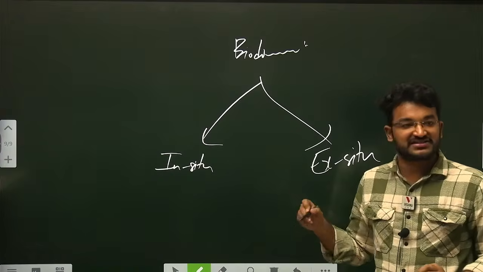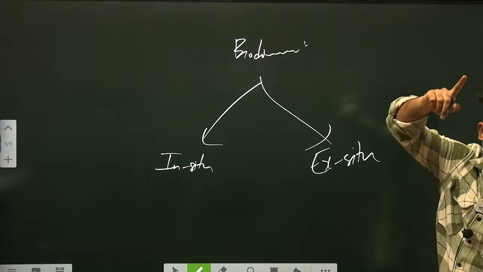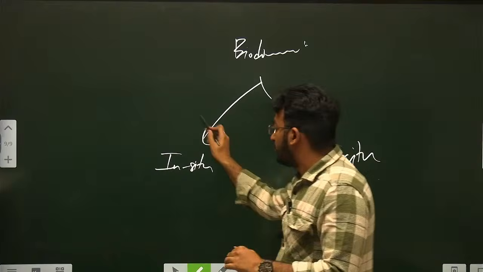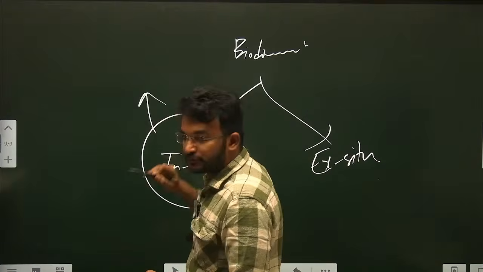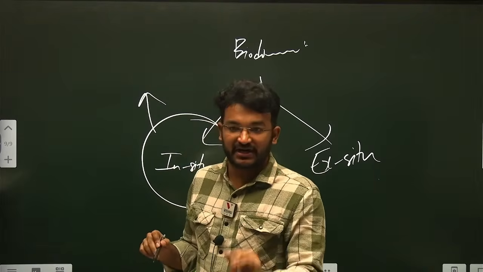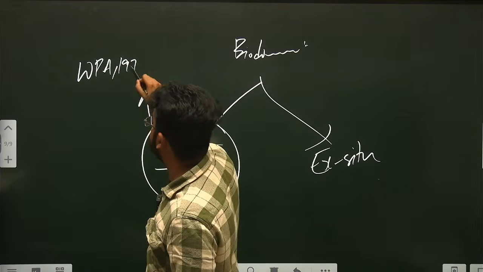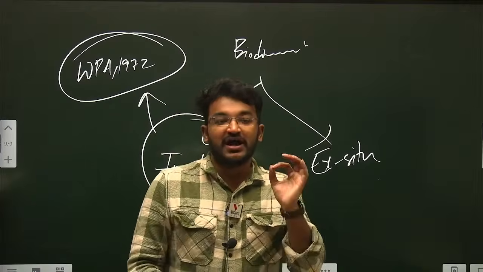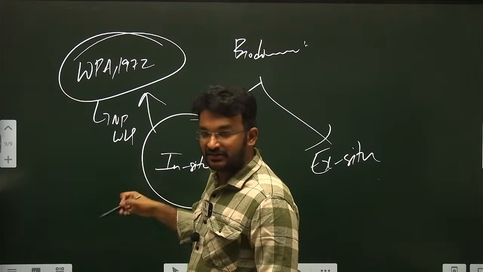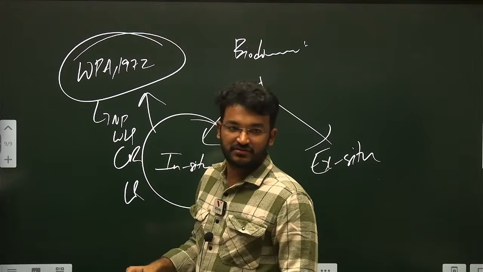Example of in situ protection is national park, wildlife sanctuary. Example of ex situ, zoo park. In the zoo park we are bringing them and we are keeping them, right? Now these in situ protections, in situ ante enti andarki, these are protected in our country based on an act called Wildlife Protection Act 1972. This Wildlife Protection Act 1972 creates national parks, wildlife sanctuaries, and along with them conservation reserves and community reserves, right?